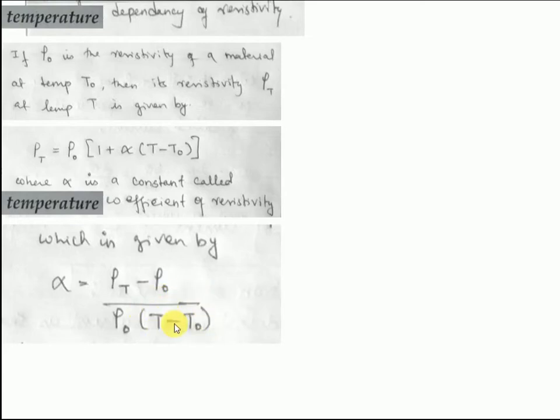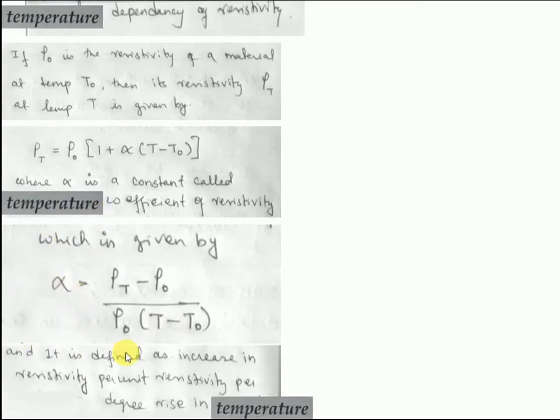So the temperature coefficient of resistivity can be defined as the increase in resistivity per unit original resistivity, per degree change in temperature. So this is the definition for the temperature coefficient of resistivity. And similarly we can do the same for resistance.